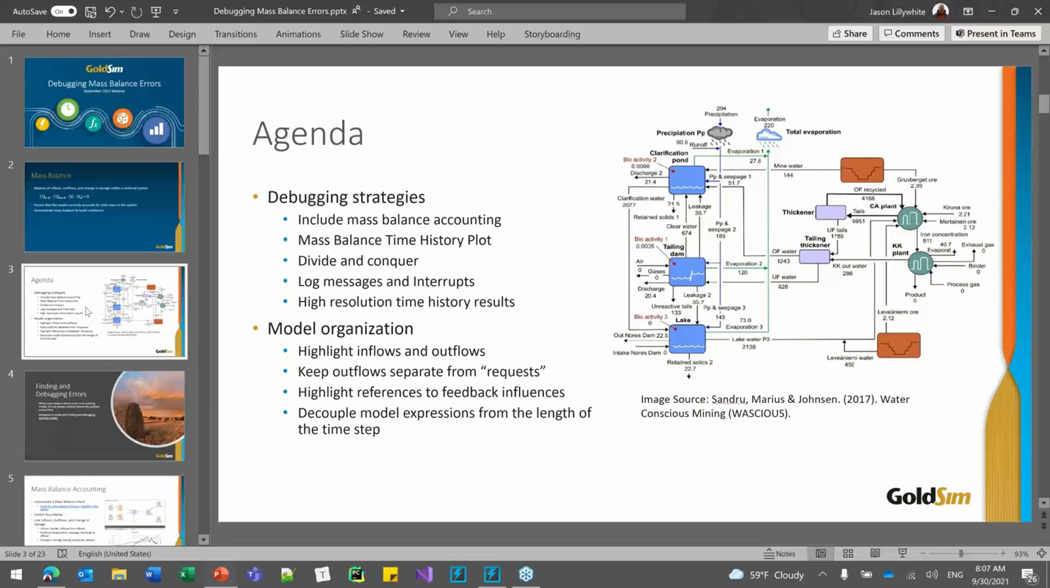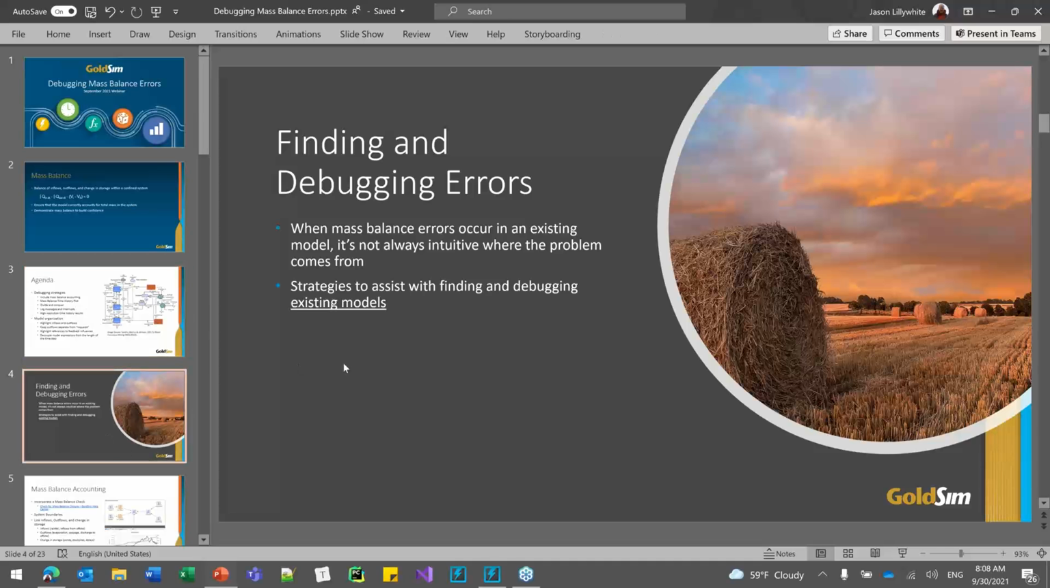And so that's what this first section will talk about. The latter part of the presentation will talk about if you're starting from scratch, or if you have the time to restructure the model, what are some ideas that would help you in that case?